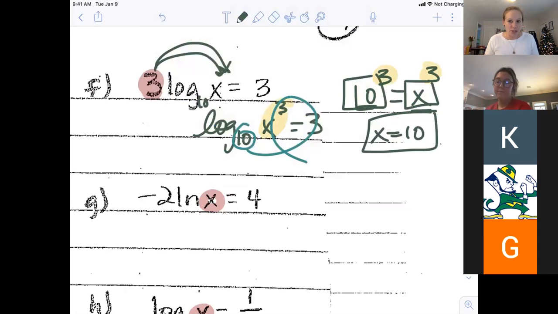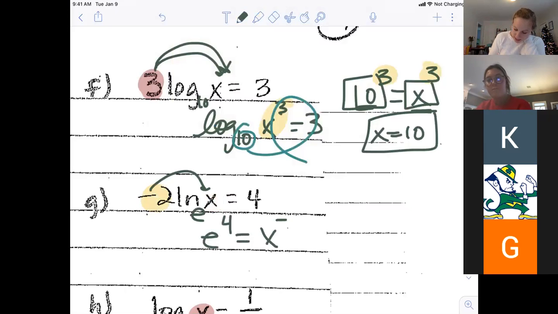Did that help, or do I need to do more? That makes sense. Awesome, awesome. Thanks for clarifying, Ava. Next one's very similar. Let's do that one. Again, I've got an exponent this time of -2, so we're going to bring that -2 with the x. It's ln, which means it's base of e. So I've got e to the fourth equals x to the -2nd.